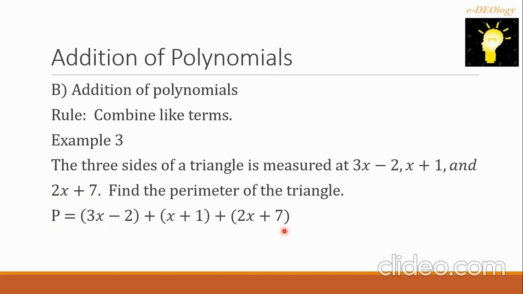And then we simply collect the like terms. The 3x, the x, and the 2x, we combine them together. We'll get the 6x. And the constants, negative 2, the positive 1, the positive 7, we will get a positive 6. So 6x plus 6. This is our final answer. This is the perimeter of the triangle.